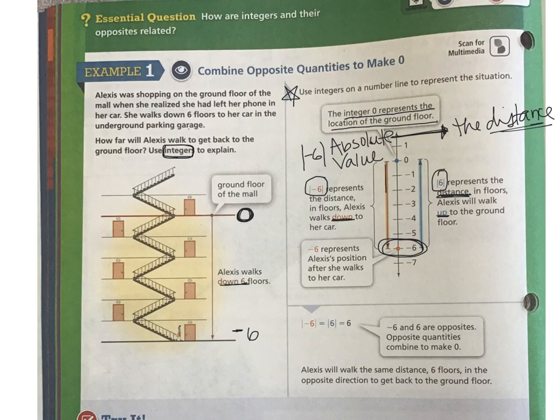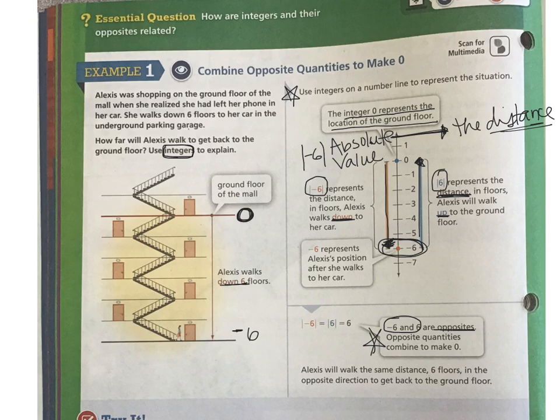So the first time she walks down to go to her car to get her phone, and then she has to go up that same set of 6 floors to get back to the mall. So -6 and +6 are what we call opposites, and opposite quantities always combine to make 0.